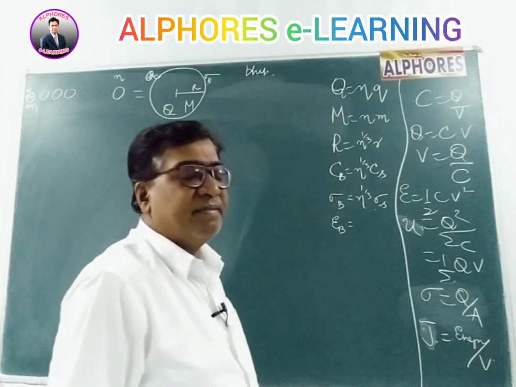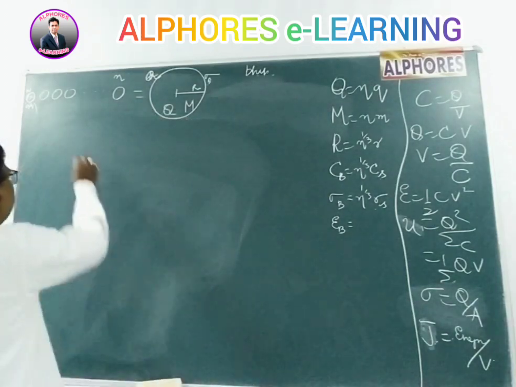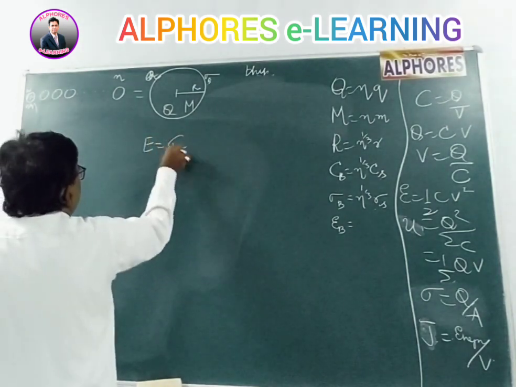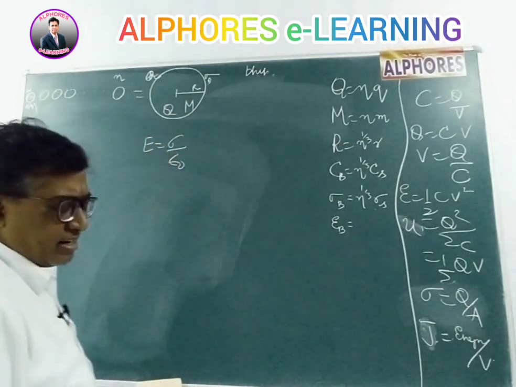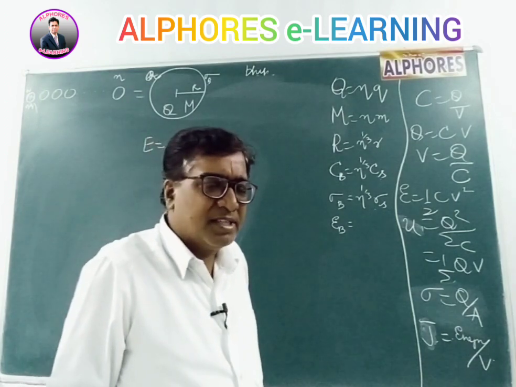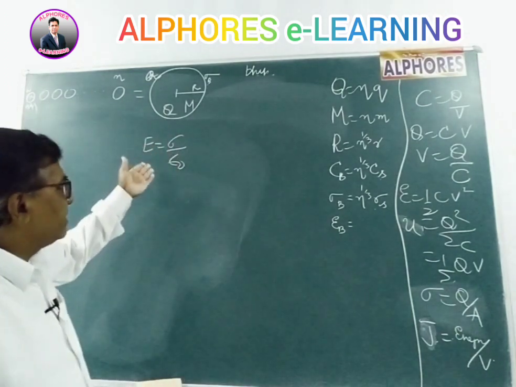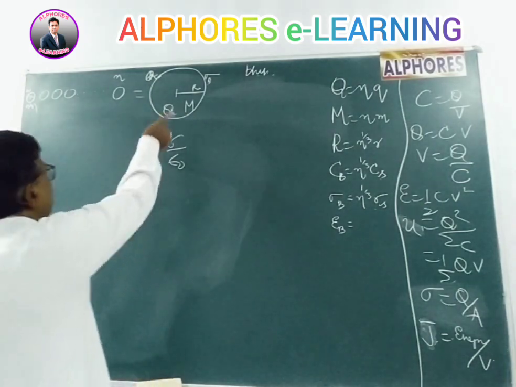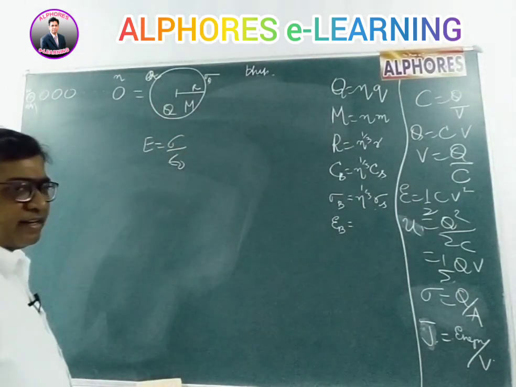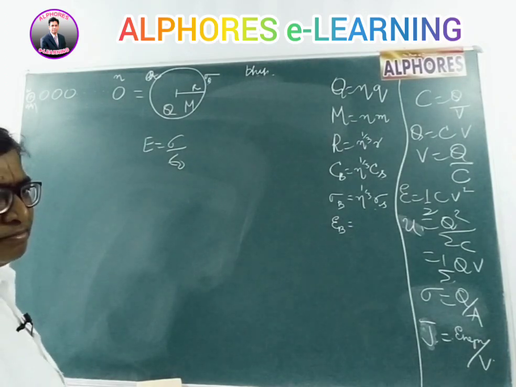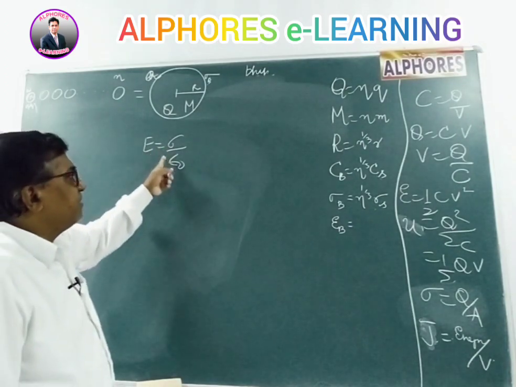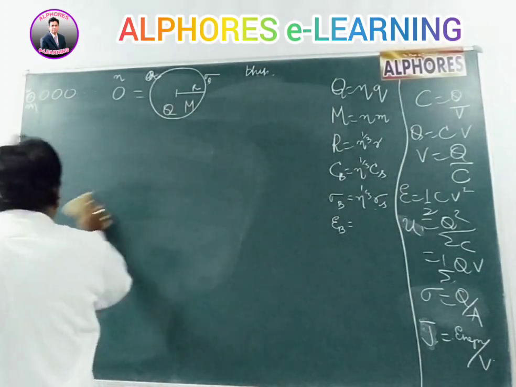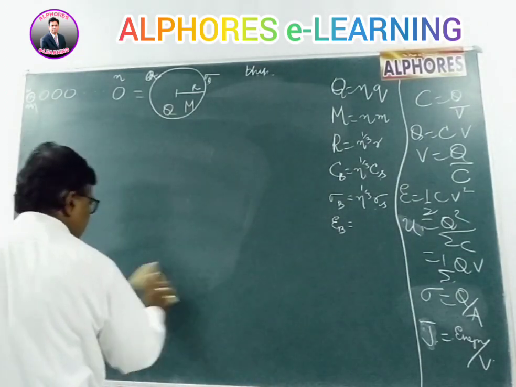Similarly, you can find the electric field. How? You know the electric field of a sphere. If I consider this as a charged sphere, the electric field is sigma by epsilon naught. This we have derived in the earlier classes, in the previous chapter. If the surface charge density of the sphere is sigma, then the electric field is sigma by epsilon naught, because you know the electric field is 1 by 4 pi epsilon naught. We have already dealt with this in the earlier classes.